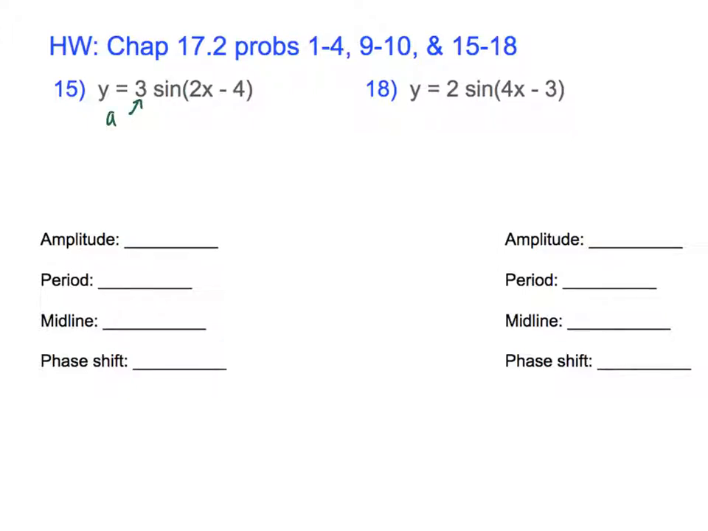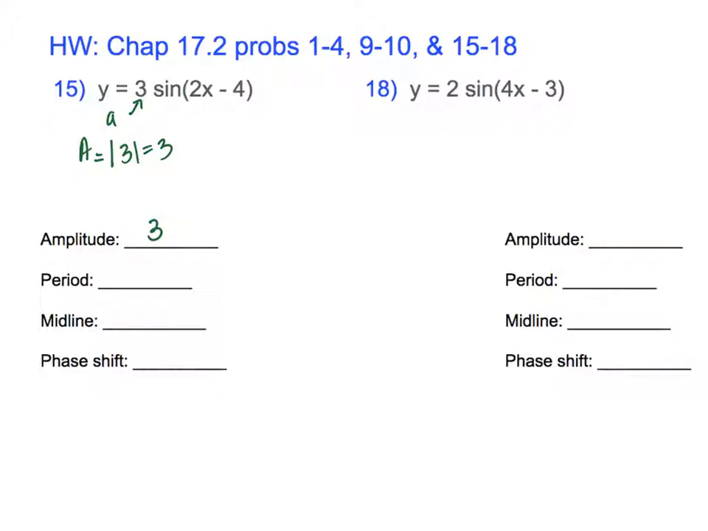In this case, A here is 3, but remember amplitude is the absolute value. Let me just write A for amplitude so I'm not writing so long. The absolute value of 3 is just 3, so amplitude is 3. That tells me the highest value on the graph is 3 and the lowest value is negative 3, because amplitude talks about the height of the curve from the midline.